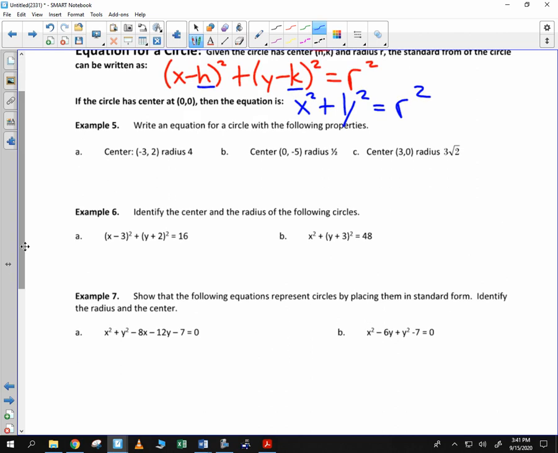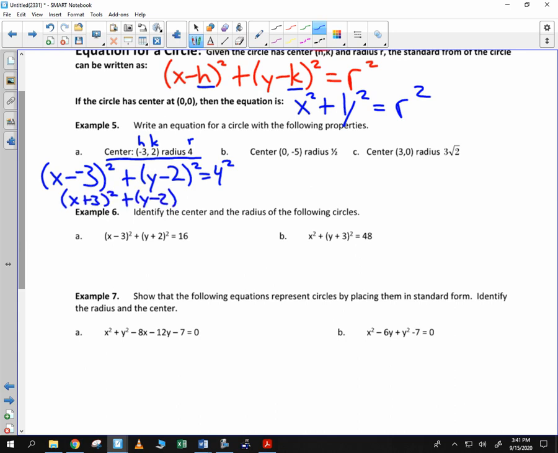It says write an equation for a circle with the following properties: center at -3, 2 with a radius of 4. So I use my formula. This is h, this is k, and this is r. So (x minus -3) squared plus (y minus 2) squared is 4 squared. Now, we never leave the equation for a circle like that. We would write the equation as (x plus 3) quantity squared plus (y minus 2) quantity squared is 16.